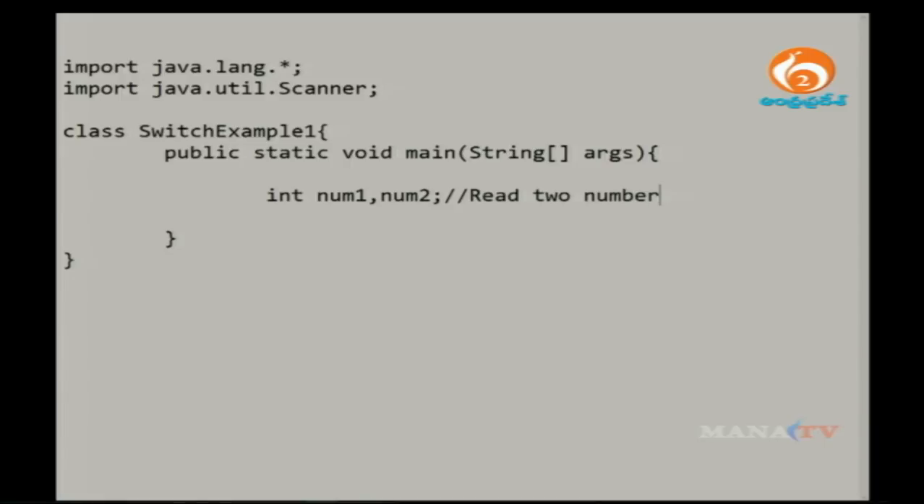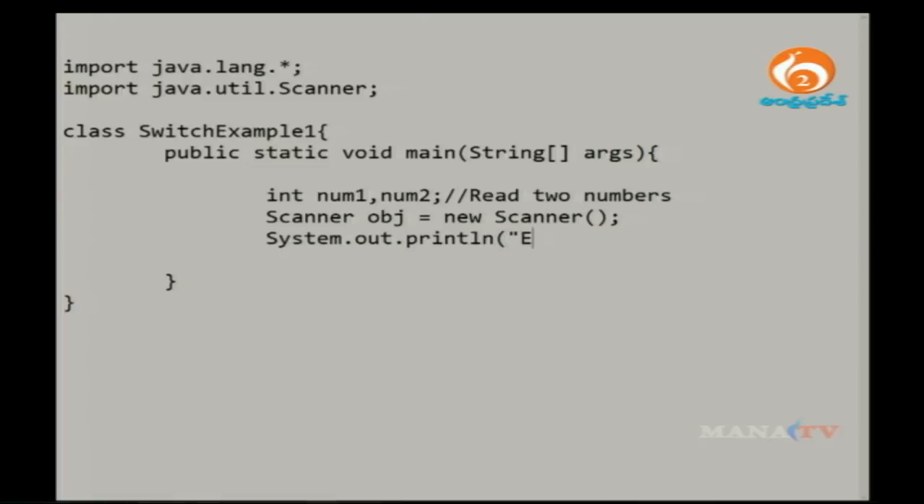So when I am reading these two numbers, how do I read them? First I need to write one Scanner class object to read the application input. Then I will ask the user to enter the two numbers. First one is number1 equals, first I need to write nextInt.